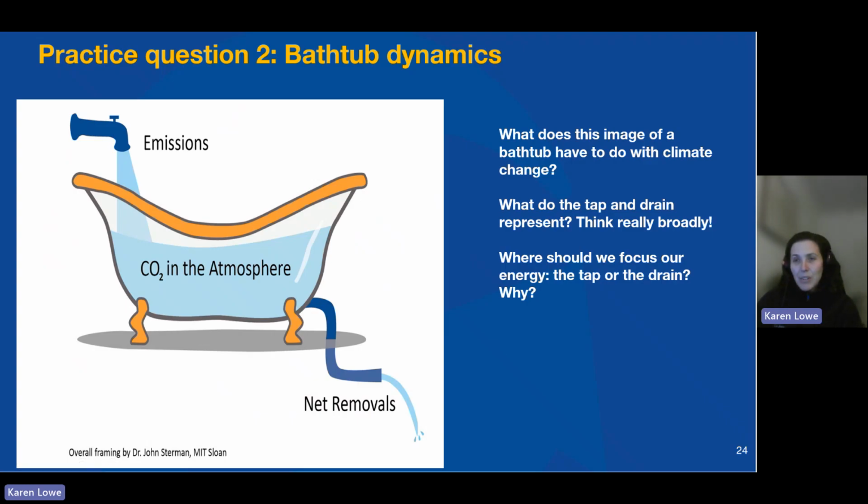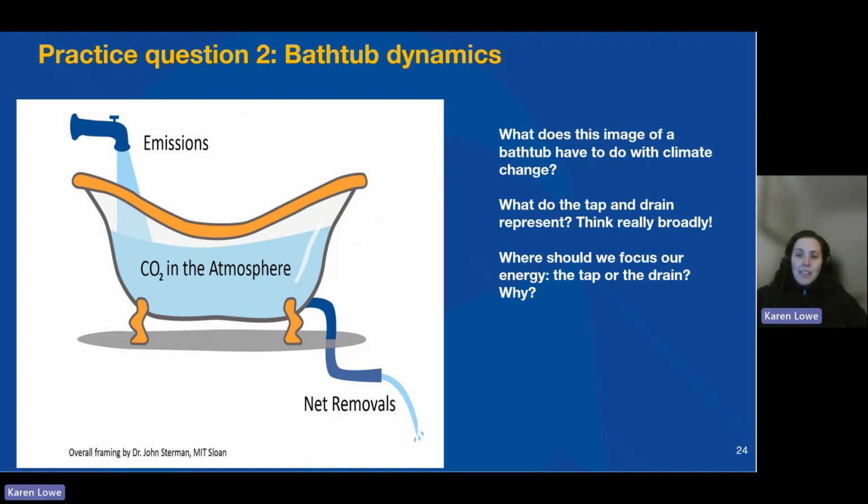This is the quintessential image that you get when you talk about system dynamics. In bathtub dynamics, we have a bathtub representing, in this case, the atmosphere. We have our tap of water going into our bathtub. That's emissions. And then we have our drain. That's removals of emissions out of the atmosphere. So something that's very important to note is that emissions are not flowing in at the exact same rate that net removals are flowing out.